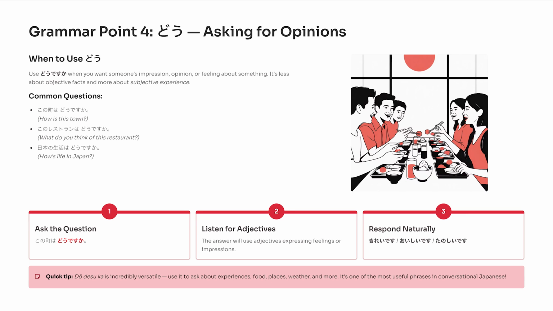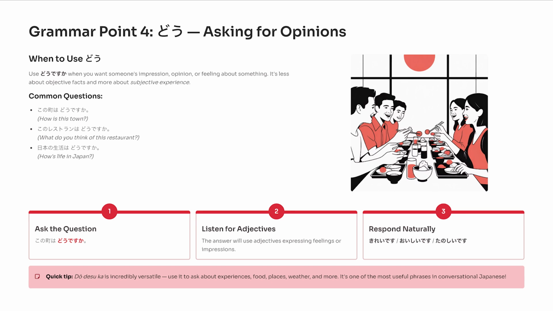Let's look at some common examples. この町はどうですか? How is this town? このレストランはどうですか? What do you think of this restaurant? 日本の生活はどうですか? How is life in Japan? When someone asks a question using どうですか, the answer is often an adjective expressing an impression or opinion. For example, 綺麗です. It's beautiful. 美味しいです. It's delicious. 楽しいです. It's fun.